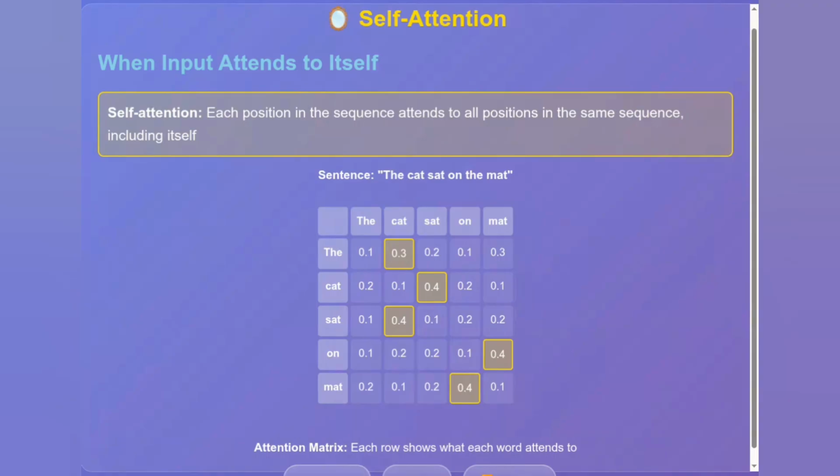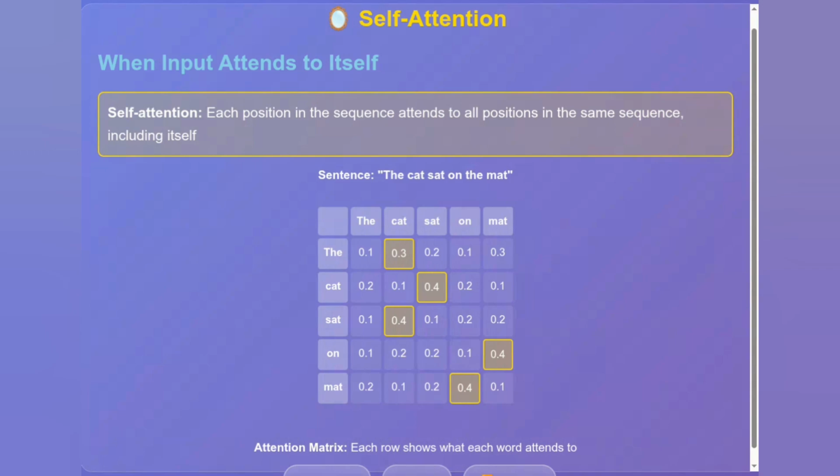In an RNN, cat only has direct access to the previous word. Here, cat can directly attend to mat at the end of the sentence, even though they're far apart. Self-attention is what enables models to capture long-range dependencies effectively.